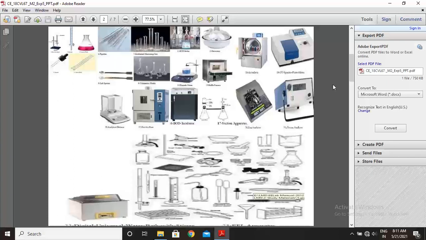Let us see the apparatus used in the environmental engineering laboratory for different types of experiments. These apparatus should be used. All these apparatus I have already explained in experiment 1. Why I have given these first slides in all the experiments is so that all of you remember these apparatus. Then you conduct the required experiments according to procedures.